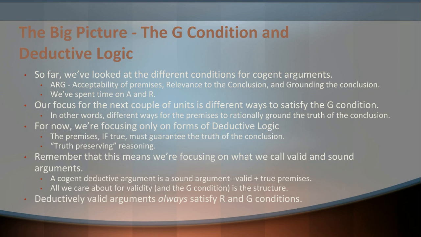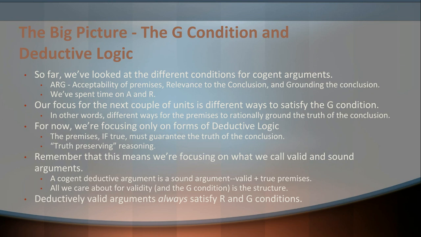How well do those premises link to and determine that the conclusion is true? Acceptability determines how well we can trust these as being acceptable, plausible statements. Is there good evidence for them? Are they true? Relevance talks about how those things link to the conclusion and whether or not we can move from that evidence to the conclusion. Whereas grounding is all about how well it justifies the conclusion.